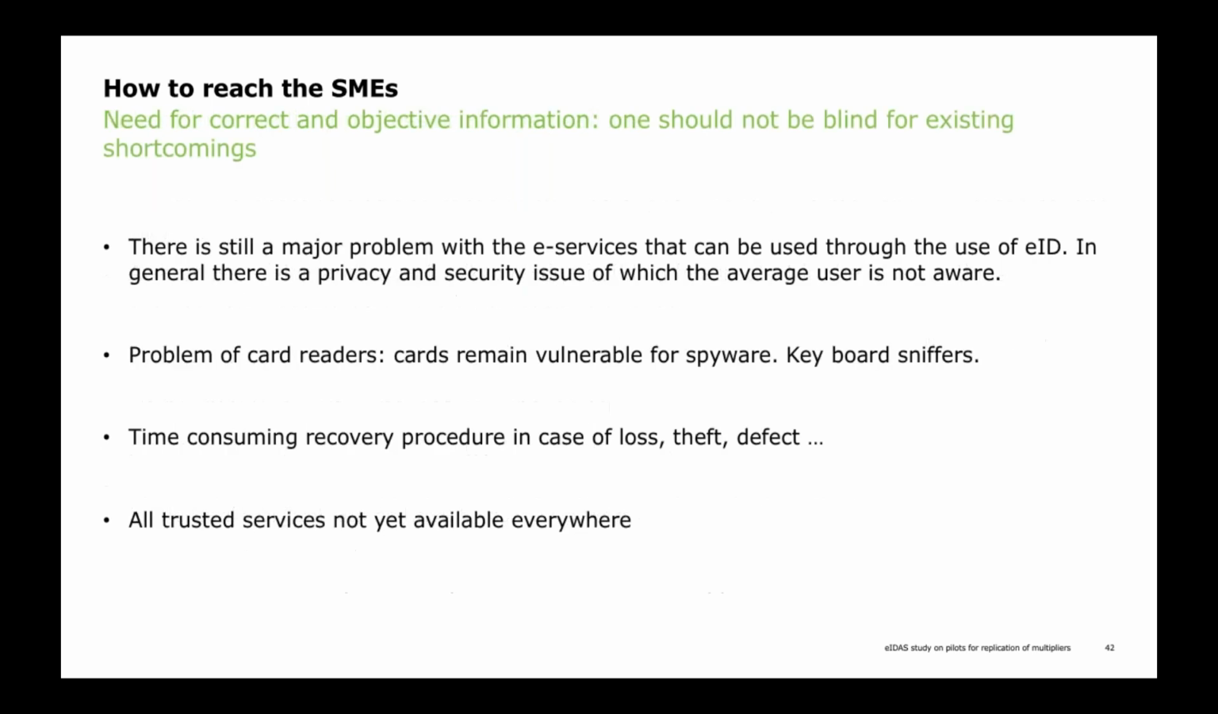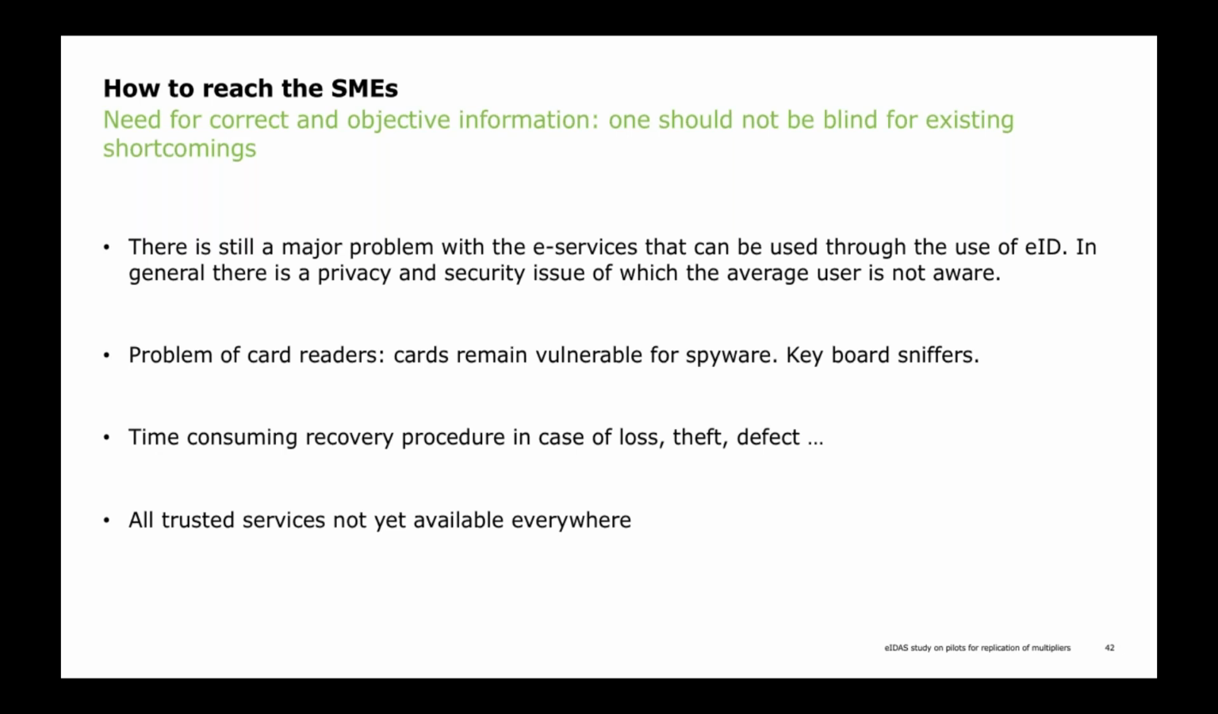Then, the next slide, on how to reach the SMEs. In general, and this is true for every information campaign, we need correct and objective information. I'm sorry to say so, but one should not be blind to the existing shortcomings, and there are shortcomings at the moment, especially at national level. There is still a major problem with some e-services, e-government services at national level.